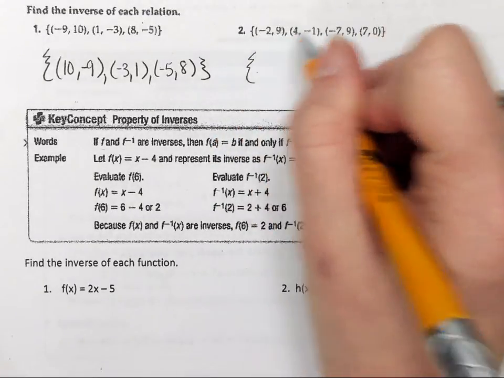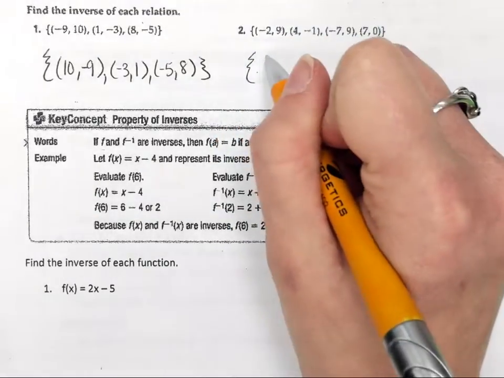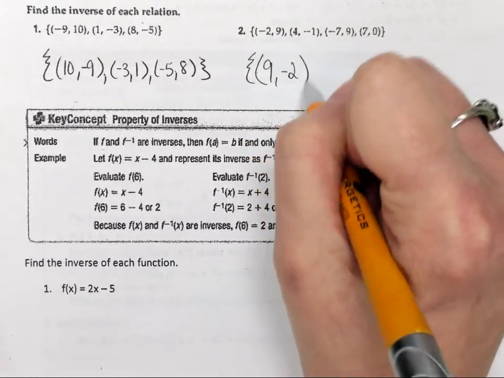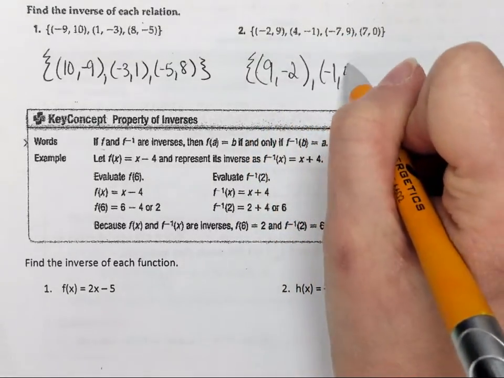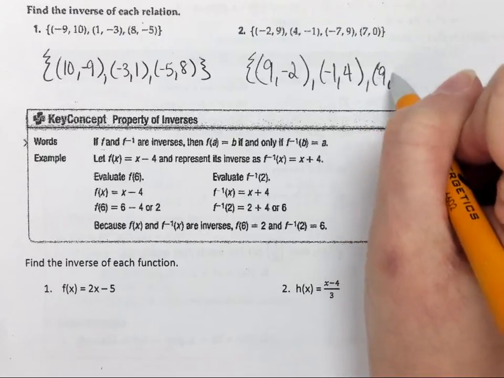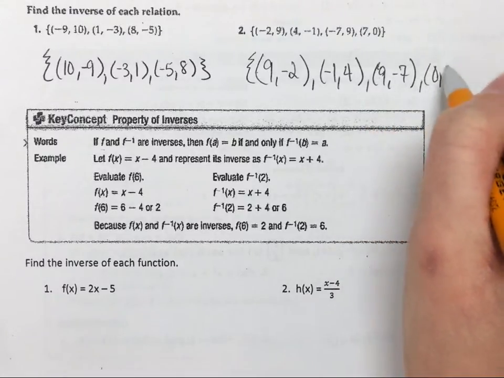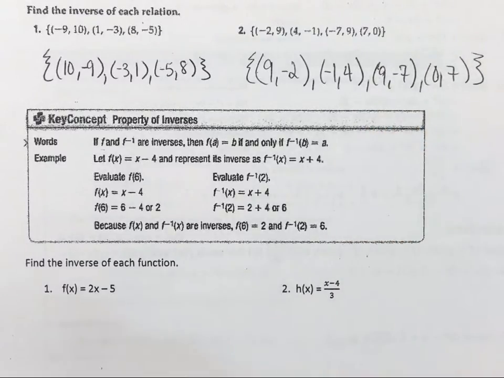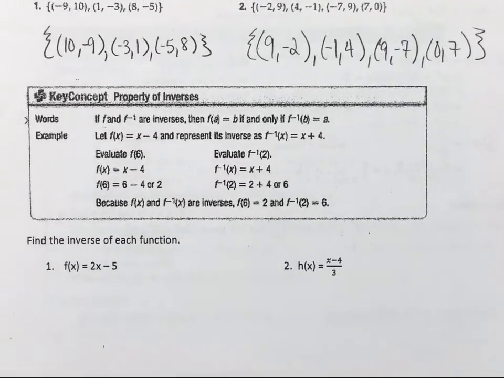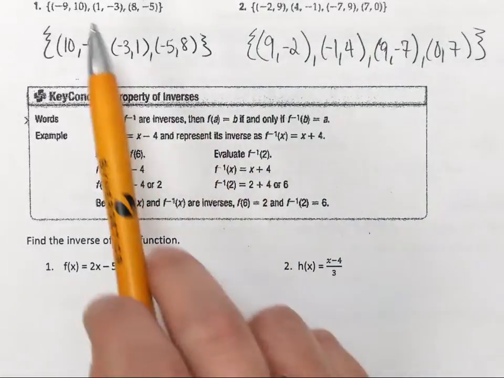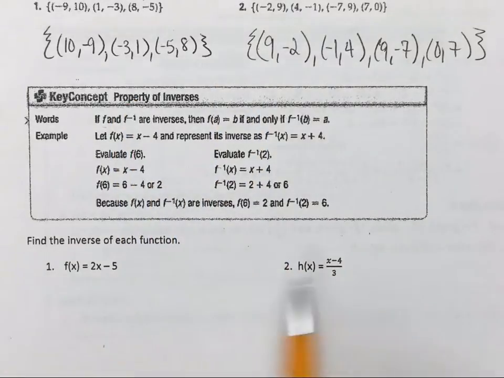Okay. So all we do here is just switch them, right? So you do 9 and negative 2, and negative 1 and 4, and 9 and negative 7, and 0, 7. Ridiculously easy, right? Same thing on the bottom two, except now they give you functions. So what's the difference in a relation, which is what the first 2 were, and a function, which is what the bottom 2 are?